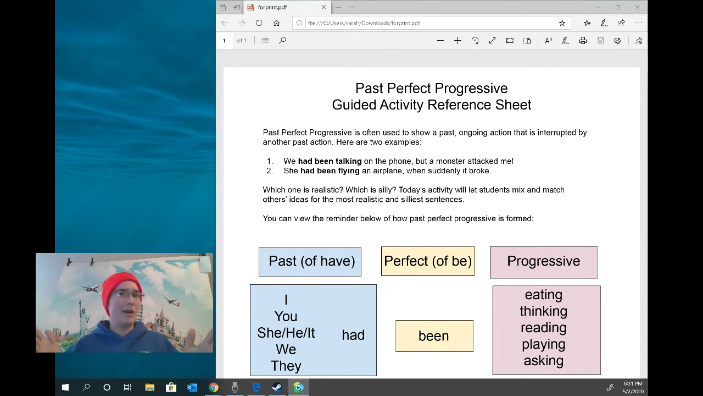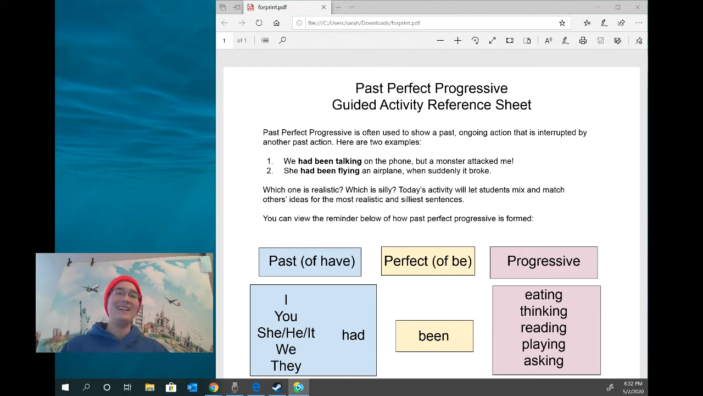Oh my. Before we get into that, someone to read number 2? Wonderful. Okay, yes. She had been flying an airplane when suddenly it broke. Oh dear. Okay, so as the paper asks, which one do you think is realistic? Which one do you think is silly? Okay, and why? I understand. And you feel differently?